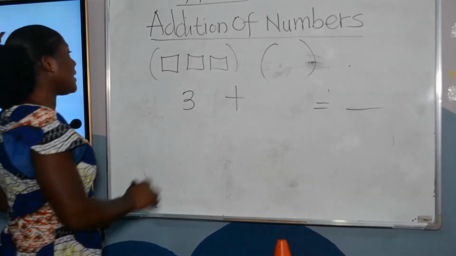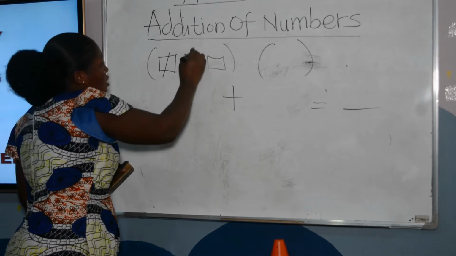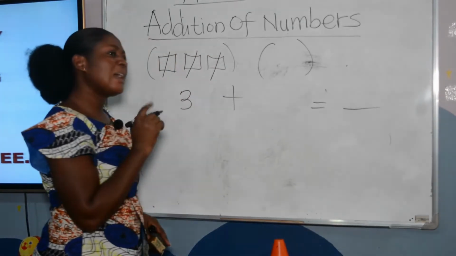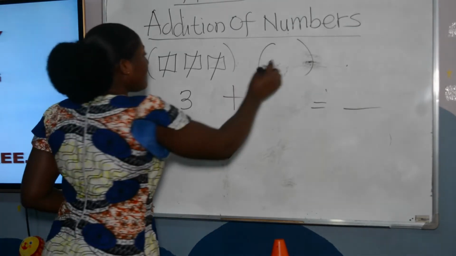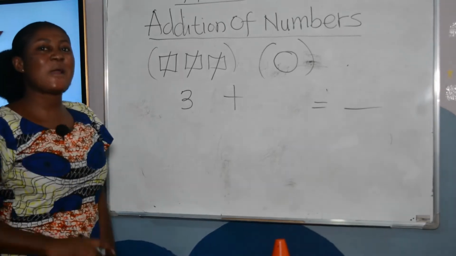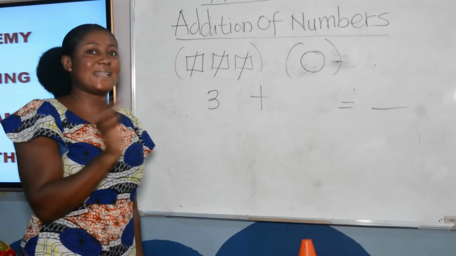Okay, guys, let's go. Let's count it. We have 1, 2, 3. There is nothing there. What am I going to write? If there is nothing there, it means it is 0. It is what? 0. 0 means nothing. Enye bibia, it's nothing.